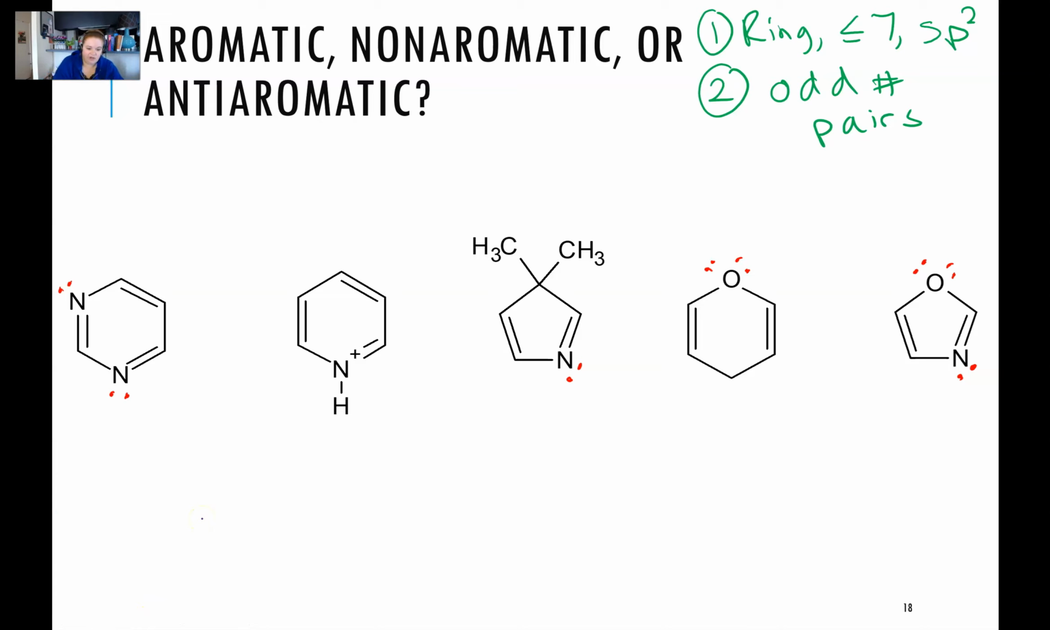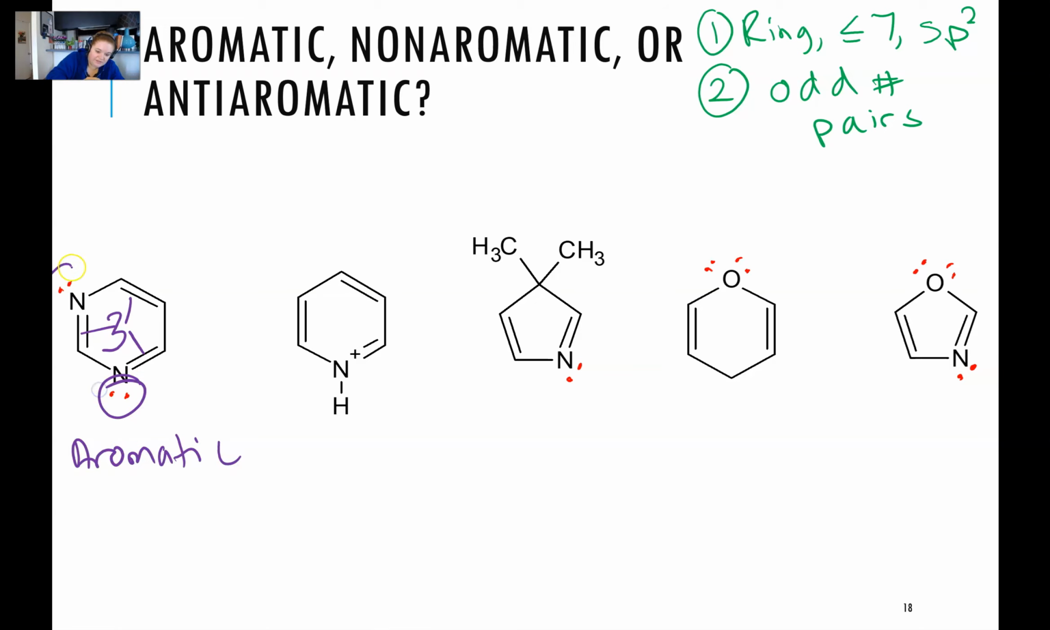So our first compound, we definitely have a ring. We have 6 atoms, so less than 7. Everything is sp2 hybridized, and I know that just by looking at it because everything has a pi bond going to it. So that means it has to fall under that sp2 category. Odd number of pairs, 1, 2, 3. This is aromatic.